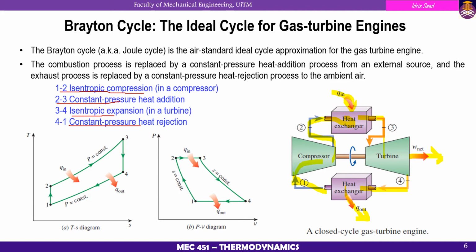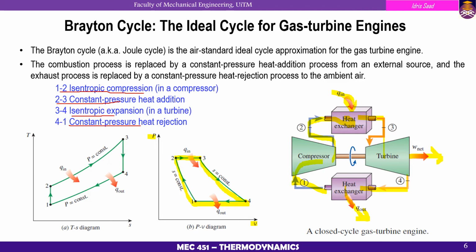Based on this schematic diagram, we can plot two graphs. Basically, the first one is the PV diagram, as we plot for the Otto and diesel cycles. So process number one is isentropic compression. Process number two is constant pressure heat addition. Process number three is isentropic expansion. Process number four is constant pressure heat rejection.